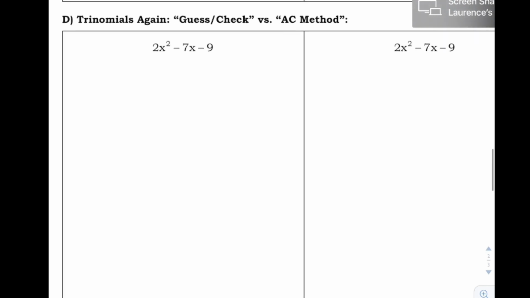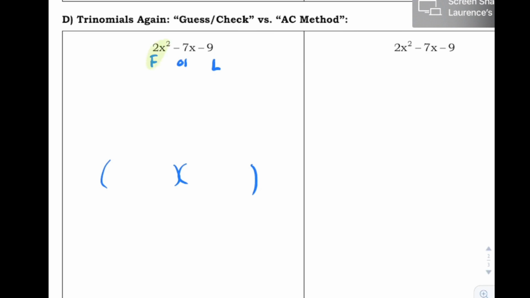Anyway, the old way, when you have this 2x squared minus 7x minus 9, remember what we would do. We would say, I see three terms. It's a trinomial. Somebody probably foiled something to get that. And remember that FOIL means basically this.